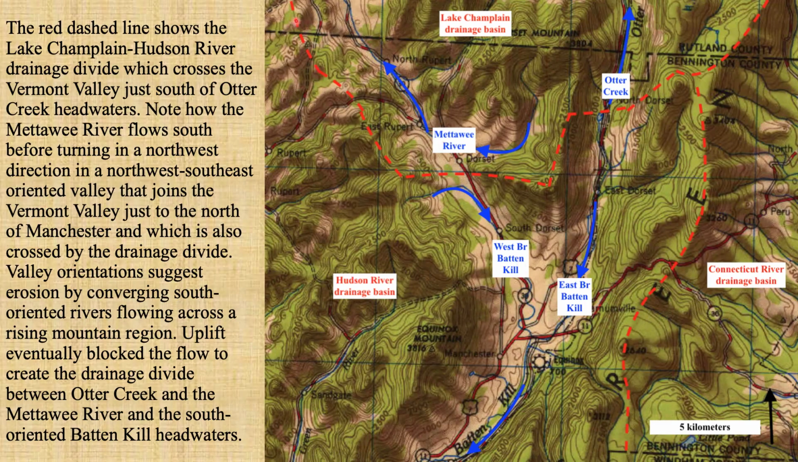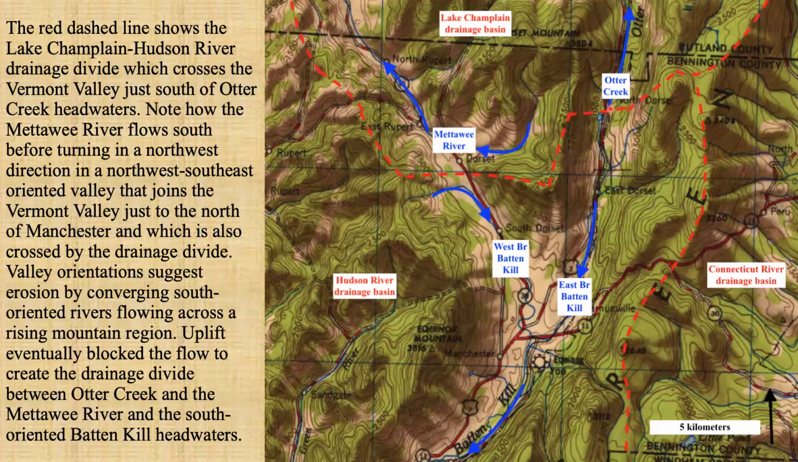The red dashed line here is the Lake Champlain-Hudson River drainage divide. It comes to here where it ends because to the west of this line here, we have the Connecticut River drainage basin. So this is the end of the Lake Champlain-Hudson River drainage divide.